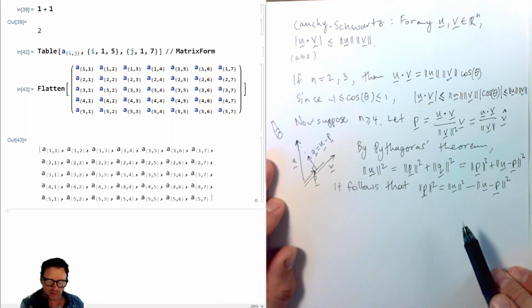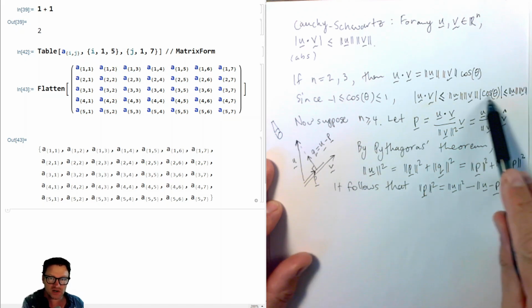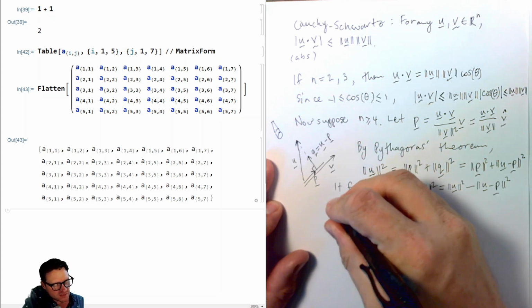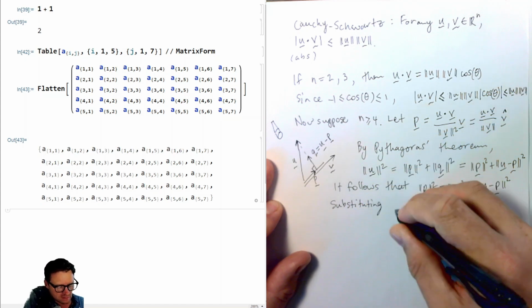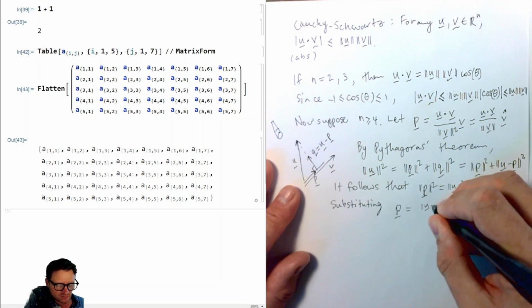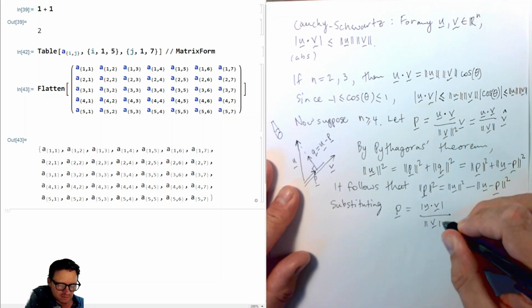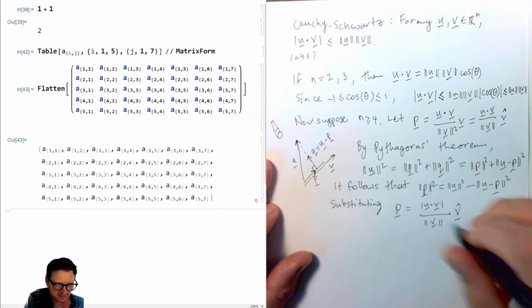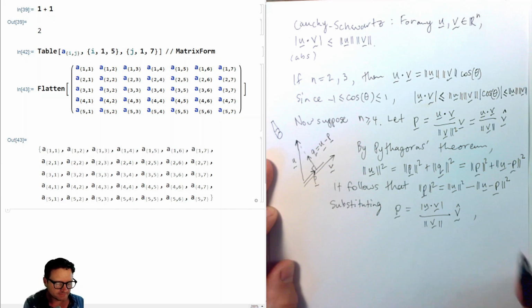Okay, and so now what we want to do is make a substitution of what we have up here. We have this expression right here for the vector p. So substituting p equals the norm of u dot norm of v absolute value over the norm of v hat into this expression. So what we need to do then is take the norm of this and square it.